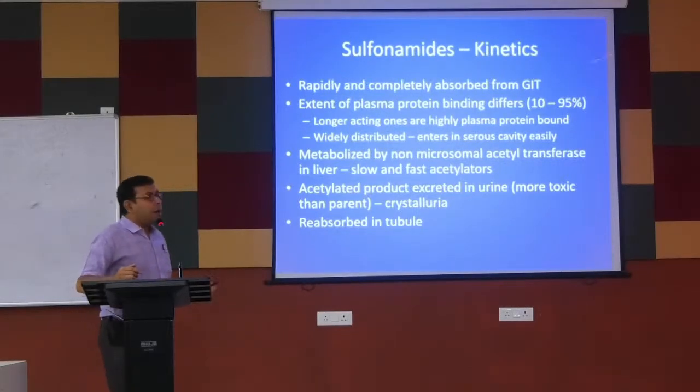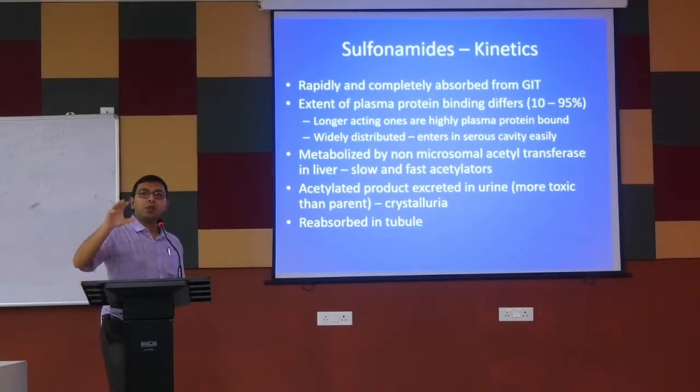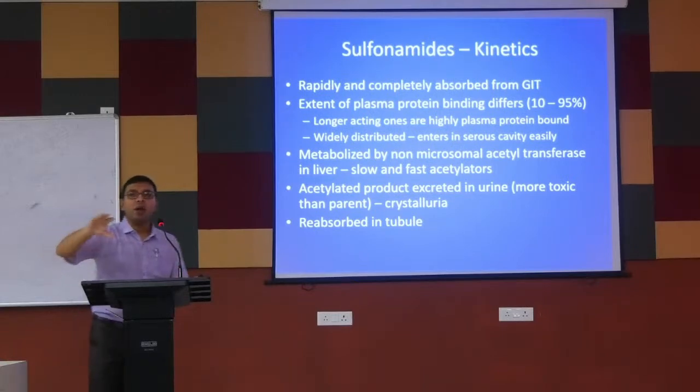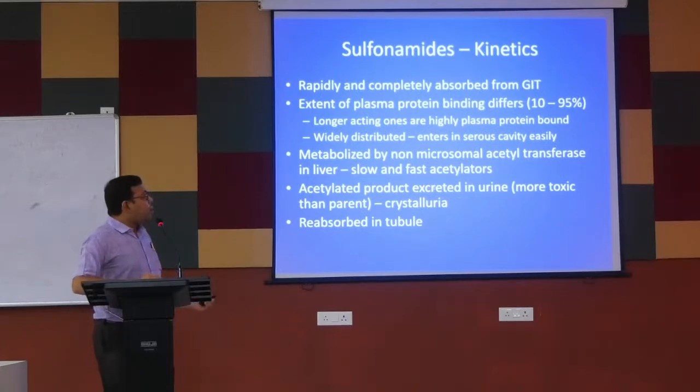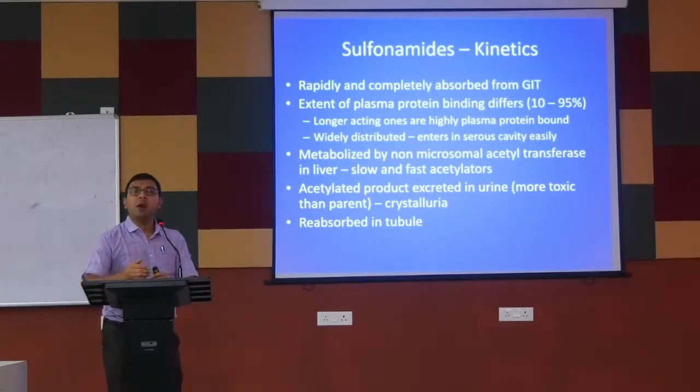So kinetics: it is rapidly and completely absorbed from the gastrointestinal tract. Plasma protein binding differs between the different agents. They are metabolized by acetylation. So there may be slow acetylators and fast acetylators according to the genetic makeup of individuals. So the pharmacokinetics of two different individuals can differ according to the acetylation status. The acetylated product is excreted in urine, and it may be more toxic than the parent compound.